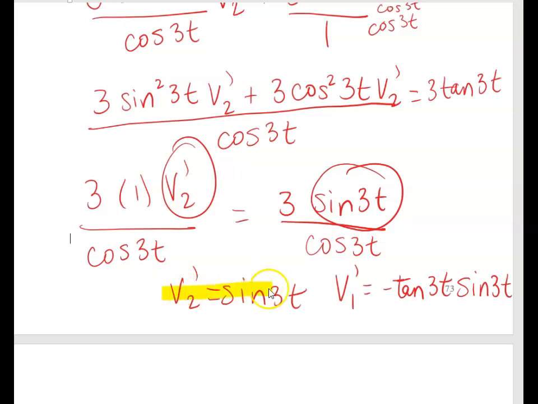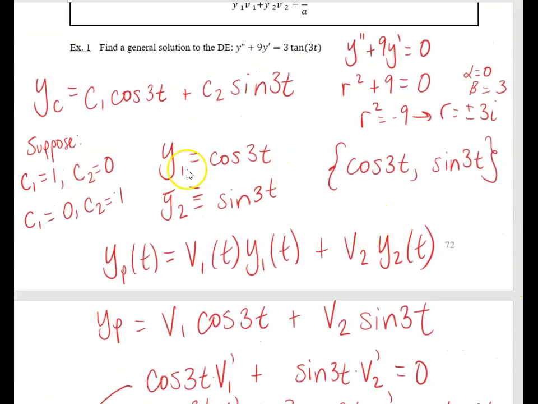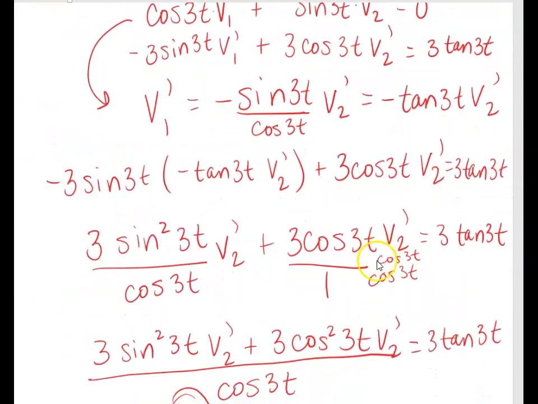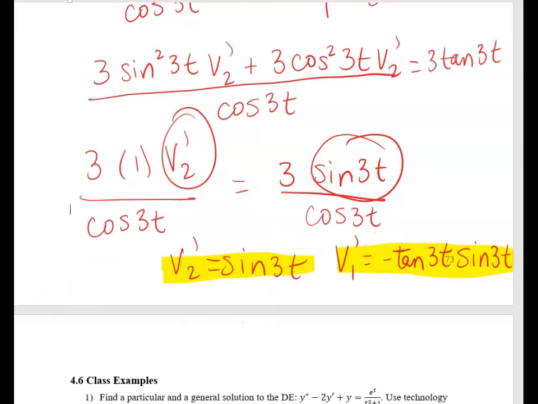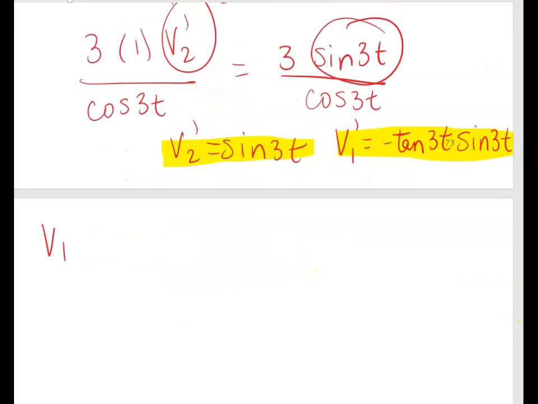So let me highlight a couple of things here. This is my v2 prime term. This is my v1 prime term. And don't forget back here we had our y1 term and our y2 term. So if we integrate to get v1, that's going to be the integral of negative tangent 3t times the sine of 3t. And I'm going to skip the details here, but if we did some trigonometry and made some replacements with some trig identities, take my word for it for now.